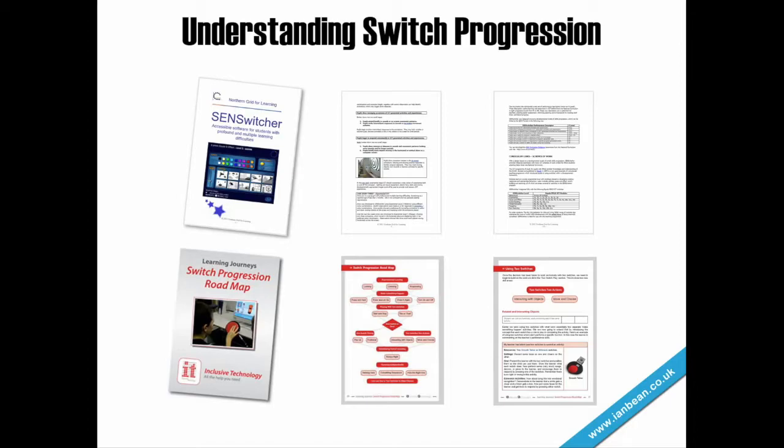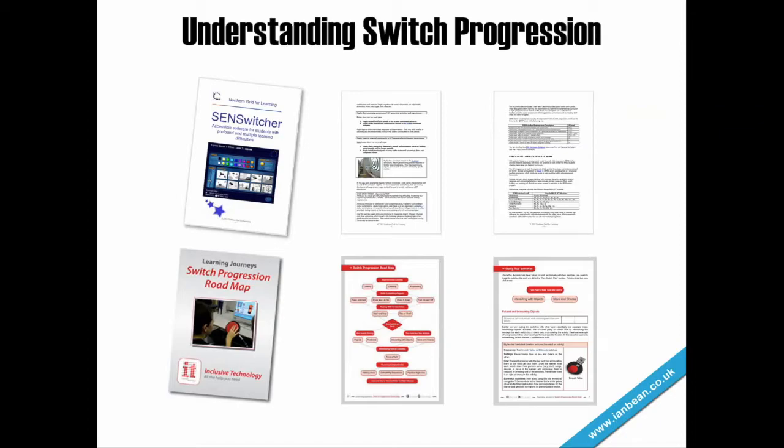Over the years, I'd come to believe that the progression as defined in the SENSwitcher document was a little too linear, hierarchical. It gave the impression that a child couldn't move on until they'd mastered a specific skill, and in some ways that was wrong. So with the Switch Progression Roadmap, I was able to address those things, and in particular the levels describing cause and effect, which in the SENSwitcher document were seen as separate levels.